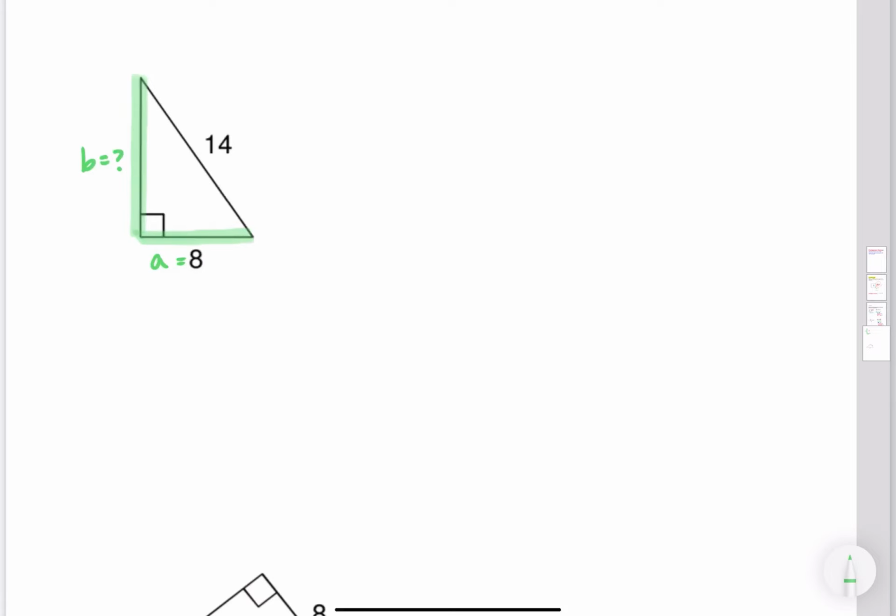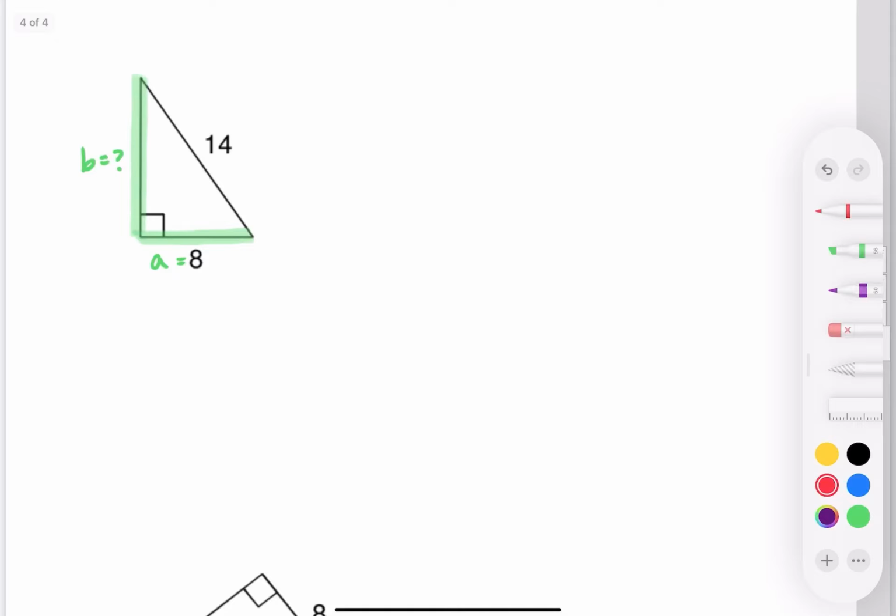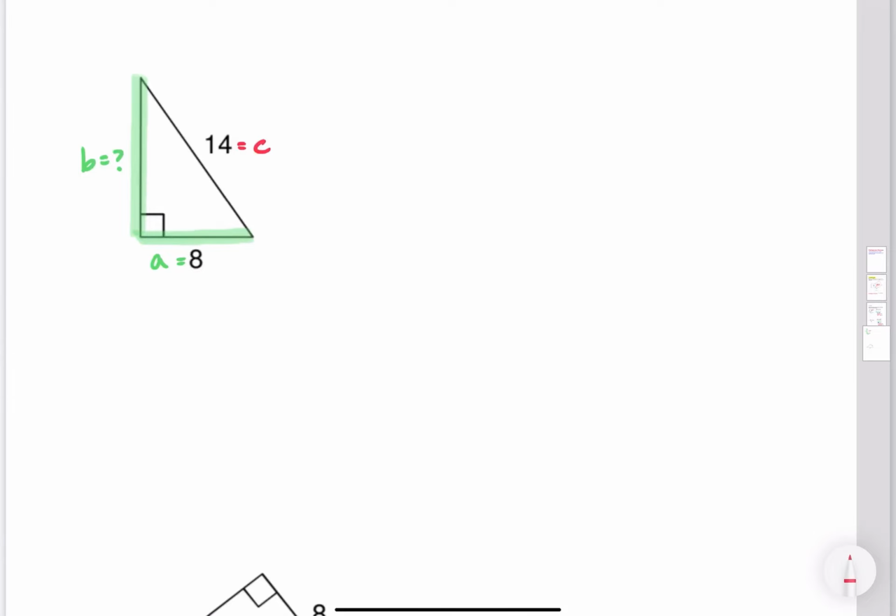Well, this time we're missing the B value, and we now know what the C value is. So the C is equal to 14. So that's our hypotenuse, and that hypotenuse, again, is opposite of that right angle. And remember, the hypotenuse is always the longest side. So that means B has to be less than 14.